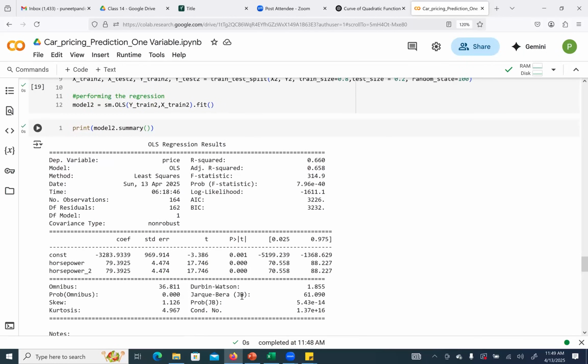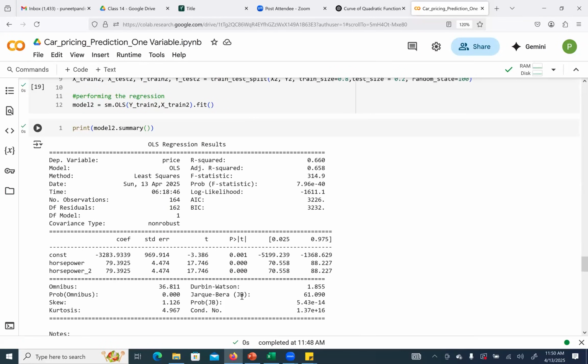Now, this was an example just to show you what happens when we add a duplicate variable in the data set. Obviously, I will never do that intentionally, but it can happen by mistake.